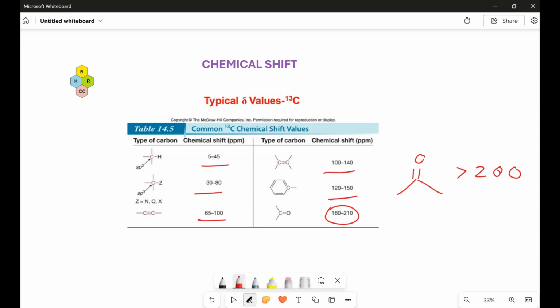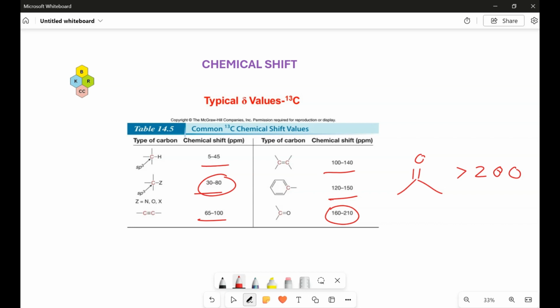Okay, so how to remember? Alkane carbon, 5 to 40. Then the carbon attached to a heteroatom will be around 60. So if you have a heteroatom like halogen, nitrogen, or oxygen attached to carbon, it will be around 60. Depending on the electronegativity, you'll have the range, so from 40 to 60 will depend on which heteroatom is attached. If it goes beyond 60, it means a very strong electron withdrawing group, that is an oxygen atom like that.